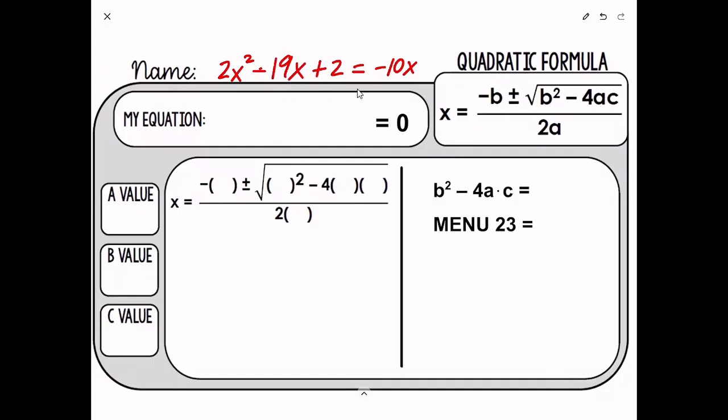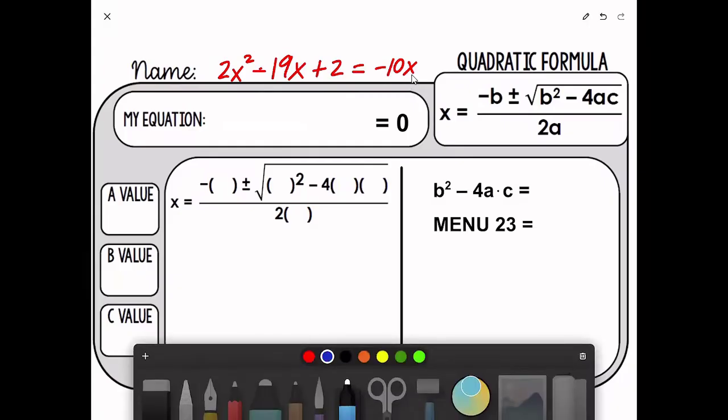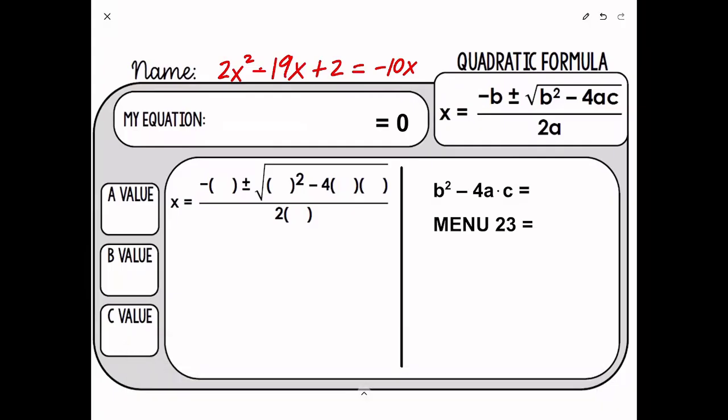Again, first question you should ask is: is the quadratic equation equal to 0? In this case, it's not. We got a negative 10x on the right-hand side. So all we're going to do is the opposite. We're going to add 10x to both sides. And then a negative 10 plus 10x is going to give us 0, which is what we need.